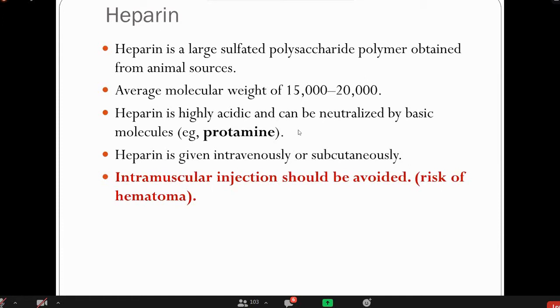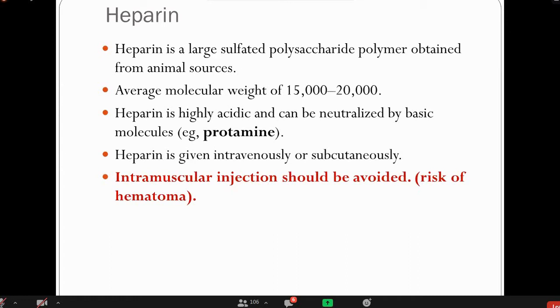So how can we reverse this bleeding? There is an antidote, and that is protamine. This is one of the commonly asked questions in case of overdose or toxicity of heparin. Which antidote will you recommend? That is protamine sulfate, because heparin is highly acidic and protamine sulfate is a basic molecule, and it will neutralize the activity of heparin. Clear? This is a very important point that you must remember.